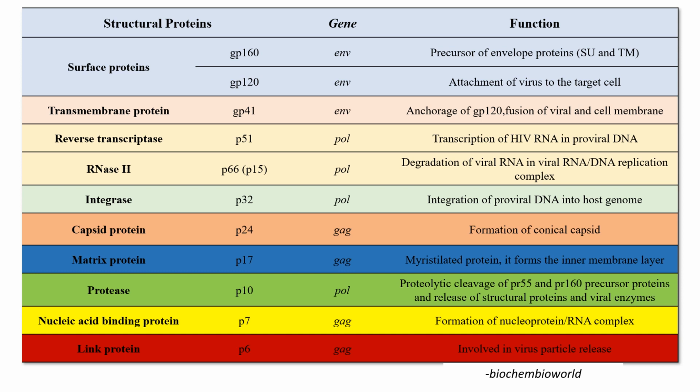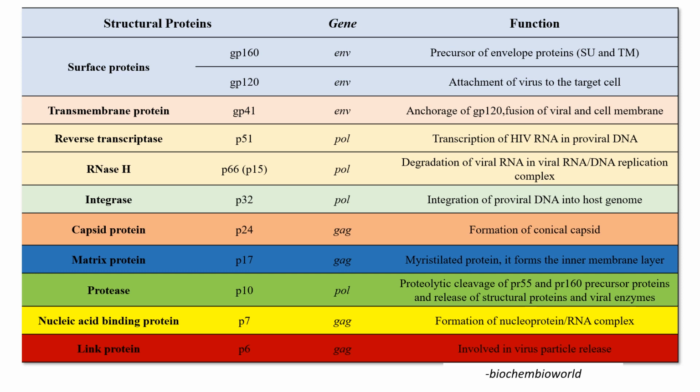gp120 is necessary. And next come the transmembrane proteins, that is gp41. It is synthesized from the env gene, and it is an anchorage for gp120, and it results in the fusion of viral and cell membrane. It is responsible for the fusion of viral and cell membrane.